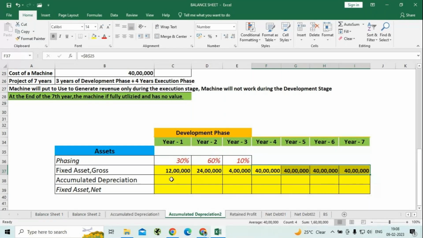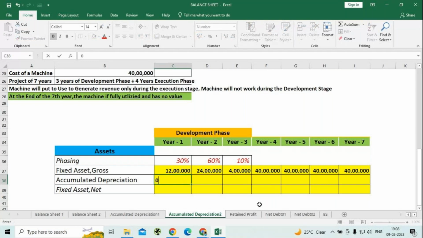Since you are not going to do any kind of implementation, it is going to be 0. So until and unless you have started to use that machine, you are not going to have any depreciation.